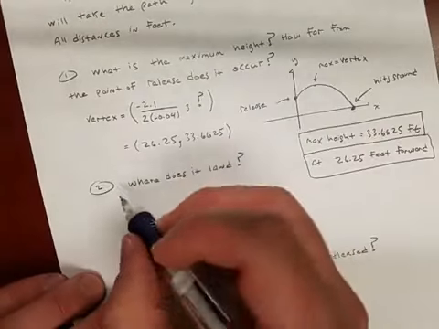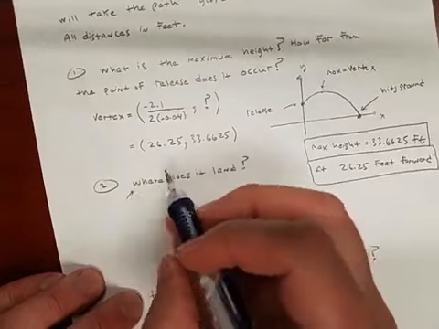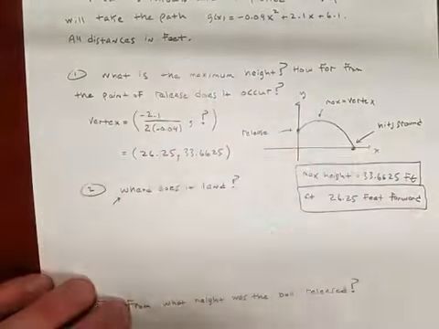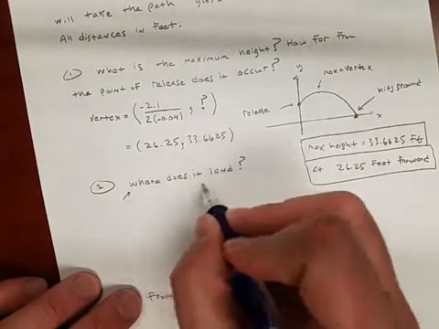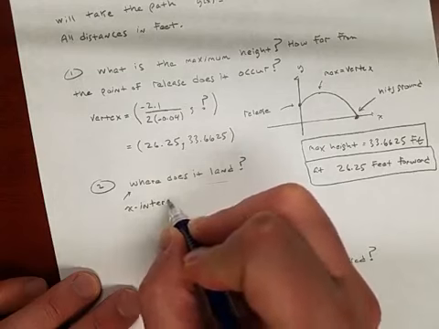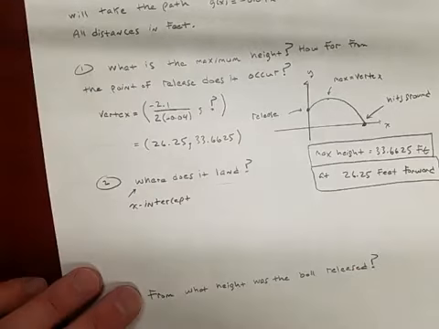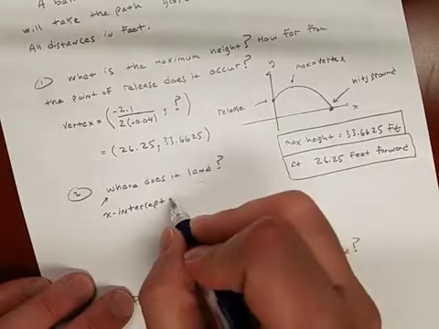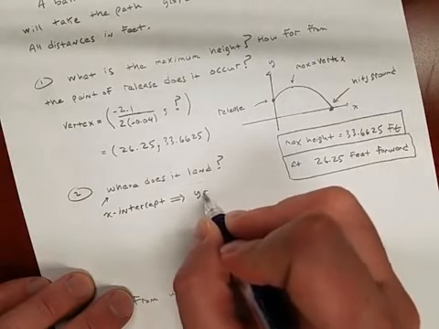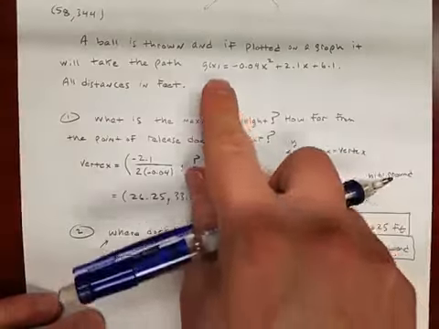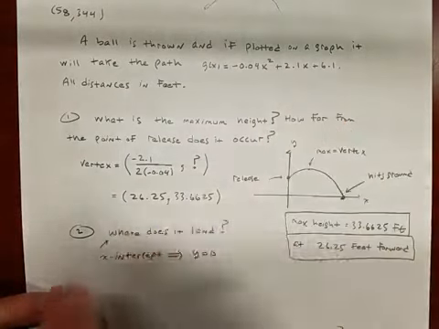Okay, so let's translate this. Most of the time in math, to figure out what we do, we do some translating of the question. So where does it land? I'll just think of that as the x-intercept. What else could it be? All right. And how do you find the x-intercept? To find the x-intercept, let y be 0.